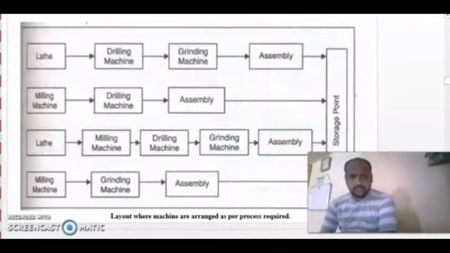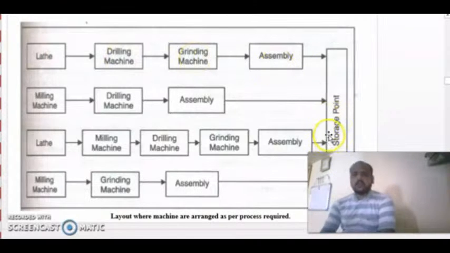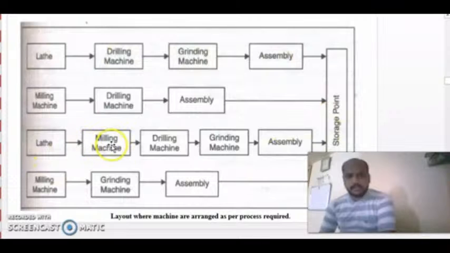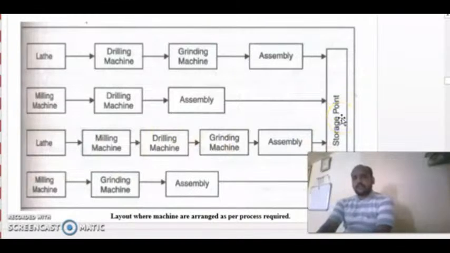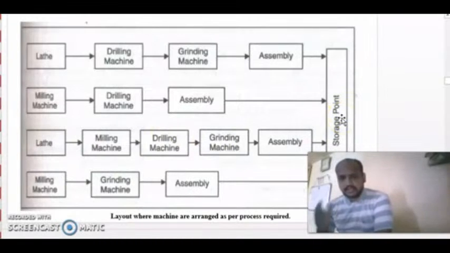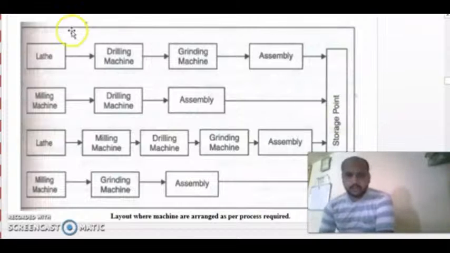Now let us see another process layout. You can see here. Now this is a simplified and schematic process layout. Lathe machine, then drilling machine, then grinding machine, then assembly, and then storage point. Similarly, lathe machine, milling machine, drilling machine, grinding machine, assembly, then storage point. So machines are arranged in such a way that a group of components will be subjected to the same type of manufacturing operations. So component from the lathe machine doesn't need to travel from this point to this point.